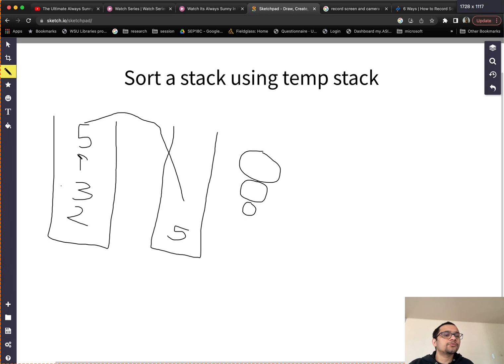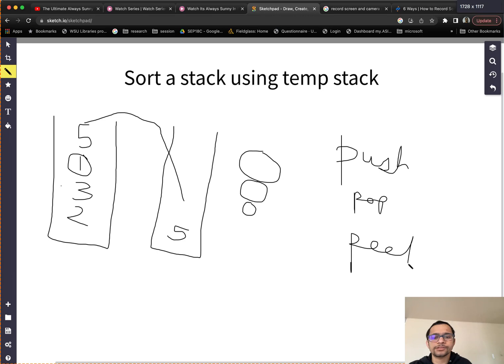Now the second element to process is 1. Do we push 1 right on top of the stack? No, we don't. And just FYI, there are three functions available in the stack: push, pop, and peek. We can't just access random indices in the stack.